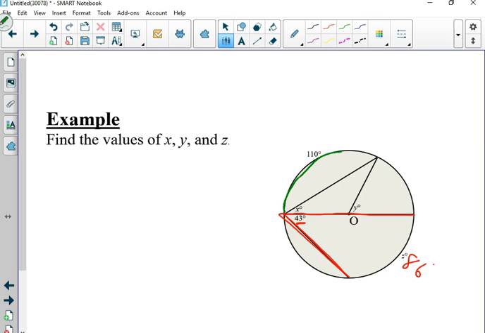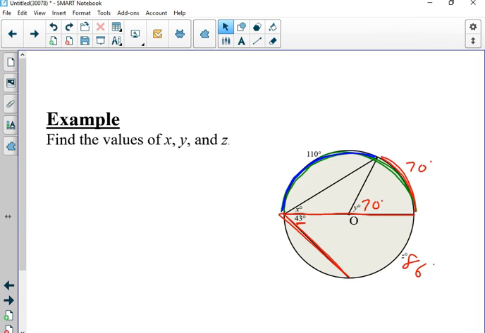All right, now let's go for y. We know we have here a semicircle. And we know this piece right here is 110. So we got to think about what that leaves us here. Well, 180 minus 110 is 70. And if that is 70, then angle 1 is also 70, because remember, y is a central angle at the center, O. So those match up.